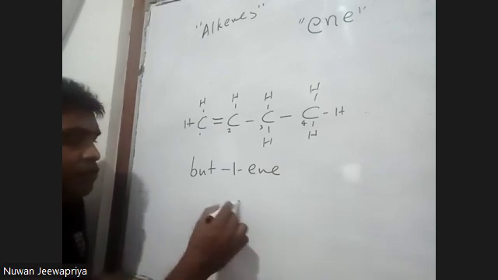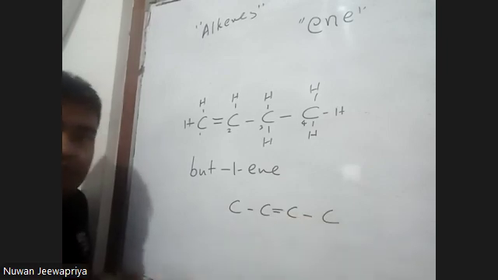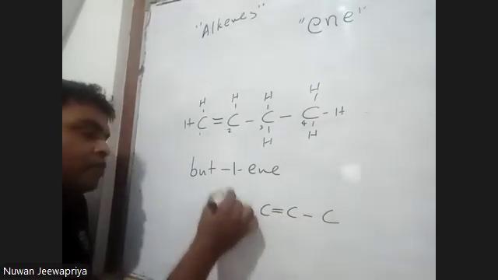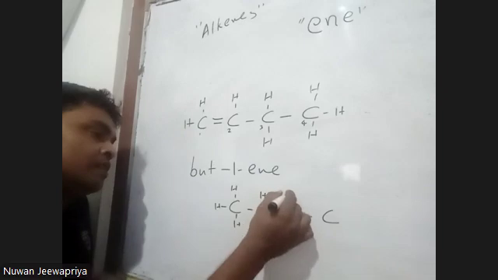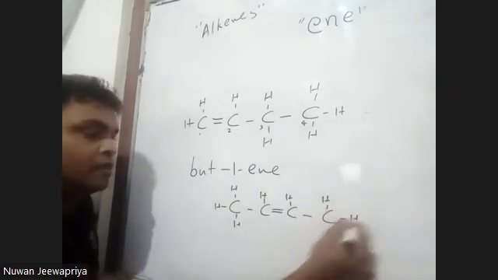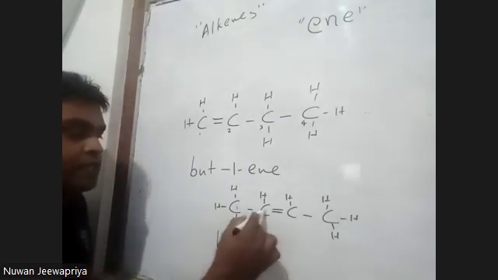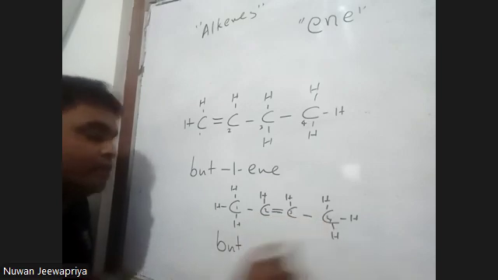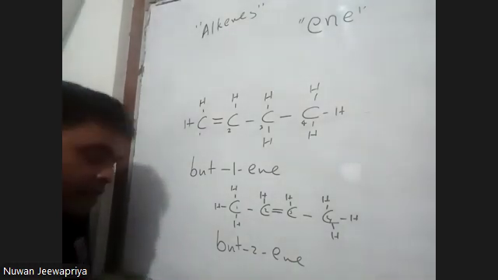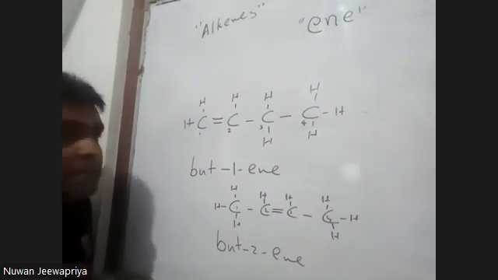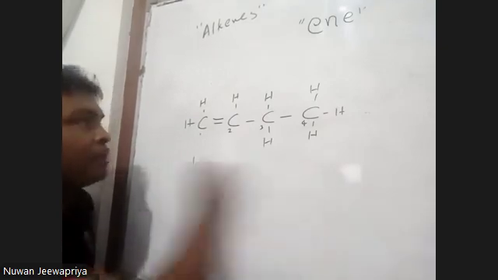Another one, 1, 2, 3, 4. I put here a double bond. This is the place for the double bond. Now I call this but. First, second carbon has a double bond first time. So but-2-ene, right. Then that is how we name the alkenes. Now we see how we give the names for alcohols.